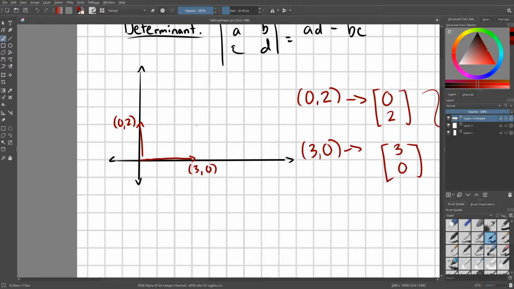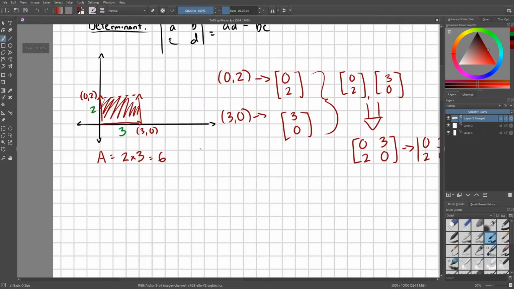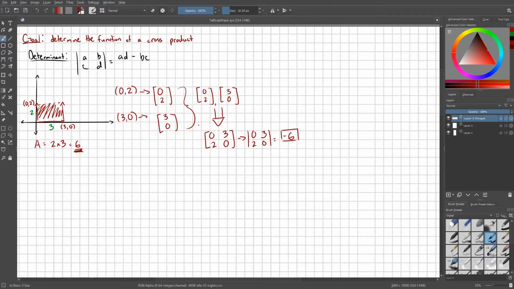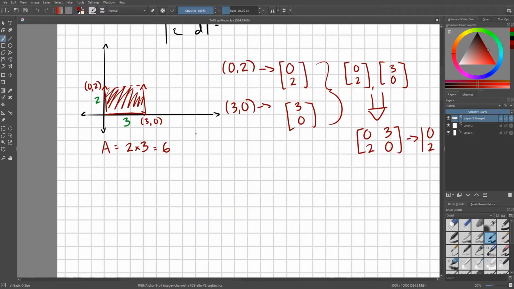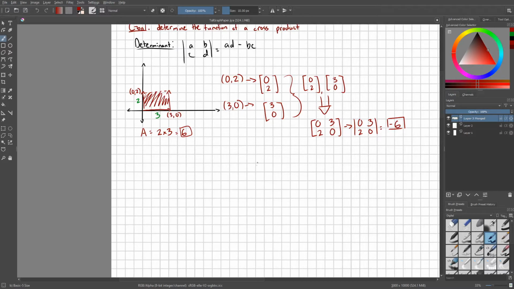If we form a rectangle with these two vectors, what we'll find is that it has a height of 2 and a base of 3. And if we wanted to find the area of this rectangle, the area is just 2 times 3, the base times the height. So we get 6 and -6. It's almost like the magnitude of this determinant is the area of that rectangle. That's a very interesting fact. Let's see if this extends further.